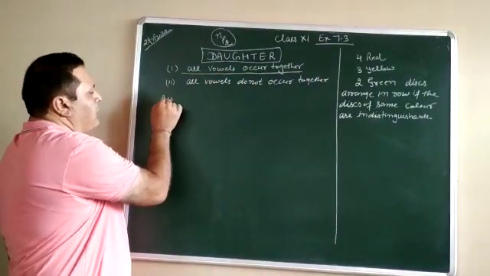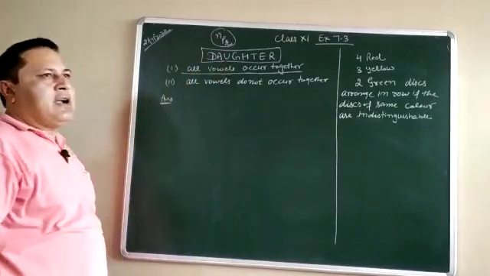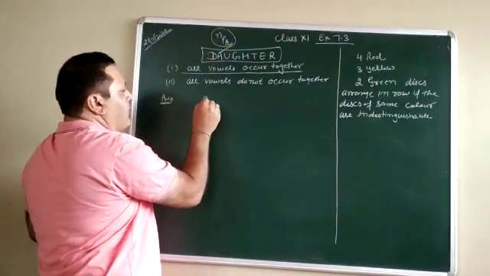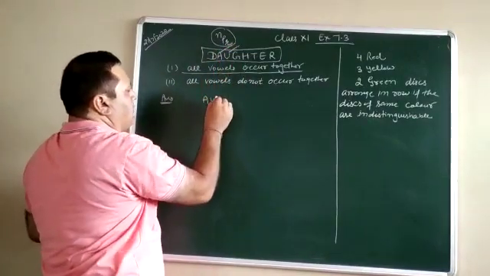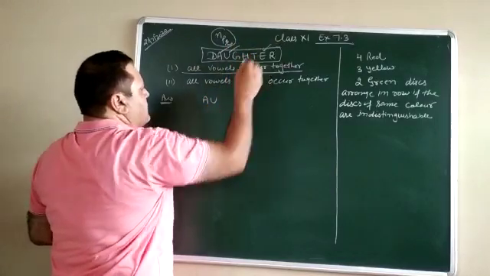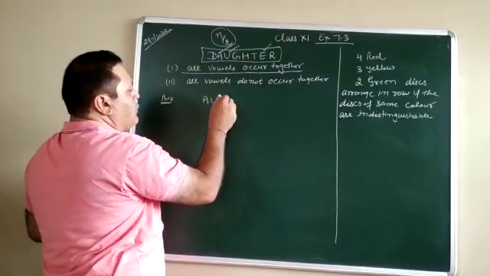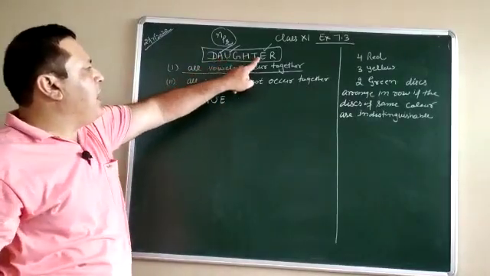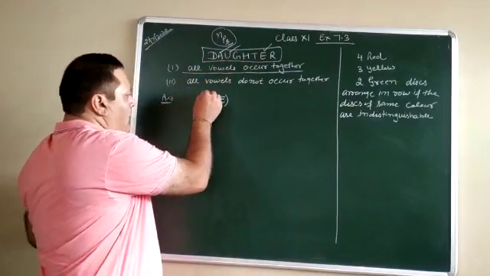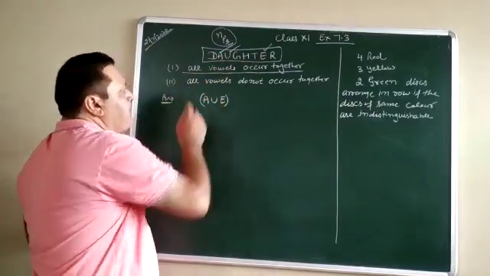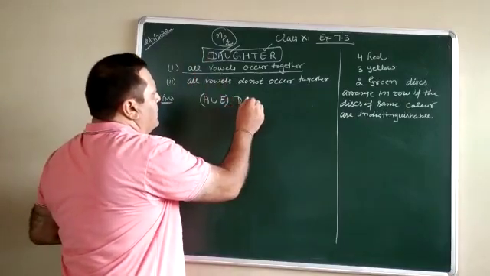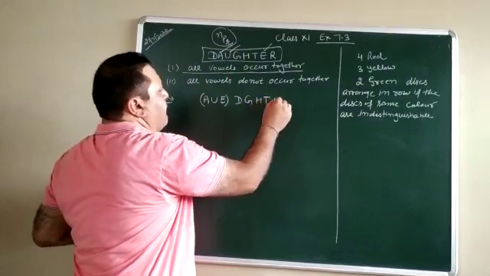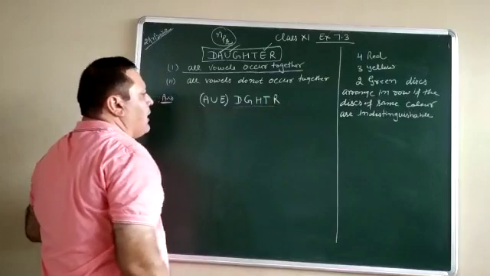Now see, first of all, in this word we select the vowels. A is a vowel, number 1. U is a vowel, number 2. E is a vowel, number 3. So in the spelling of daughter there are 3 vowels, A, U and E, and to keep all the vowels together we keep them in one bracket. Next, D, G, H, T and R are left. These 5 are the consonants.